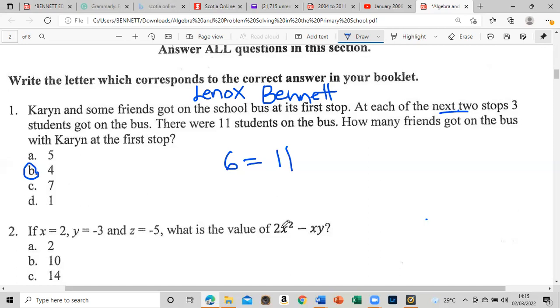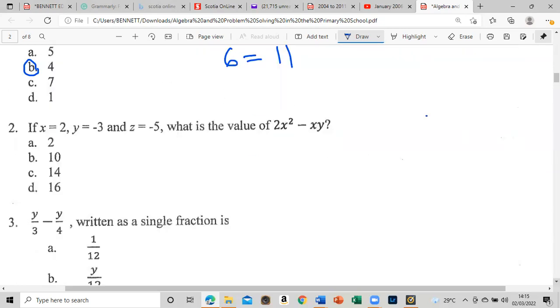Number 2 says, if x is equal to 2, y equal -3, and z is equal to -5, what's the value of 2x squared minus xy? Go ahead and attempt now, guys. Put that in the comment section.